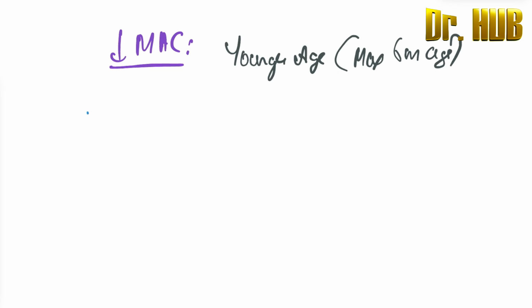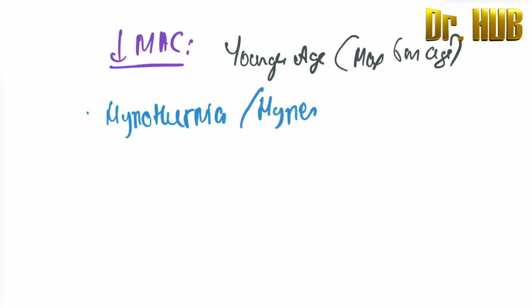Next is hypothermia. In factors increasing, it was hyperthermia. In factors decreasing the MAC, it is going to be hypothermia. So both hypothermia as well as hyperthermia affect the MAC, and this goes up to 42 degrees Celsius.